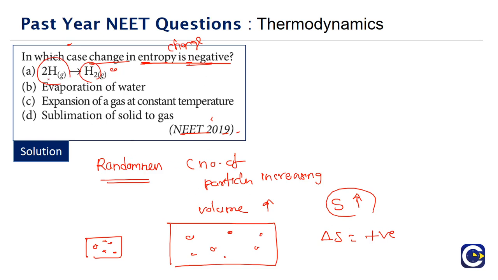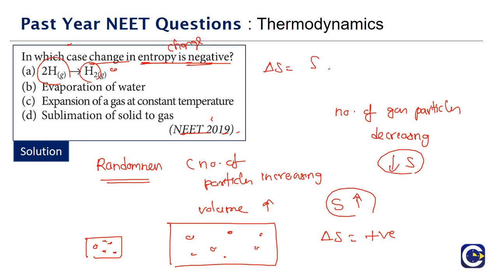So what is happening here? 2 hydrogen atoms, meaning 2 atoms, are becoming just 1 molecule, so the number of particles is not increasing. The number of gas particles is in fact decreasing. This represents a decrease in entropy, because the entropy change, delta S, is always the final entropy minus the initial entropy. So in this case, the entropy change is going to be negative.